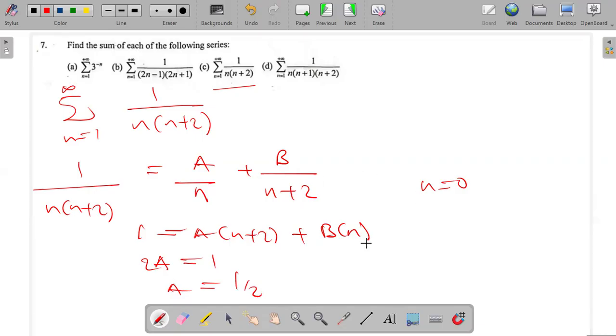Okay, so that's when n is 0. Now, what if I say n is equal to negative 2? When n is negative 2, I'm just going to have that 1 there. This here gives me 0. Then you have b, which is going to be negative half. All right. So now, writing this, the 1 over n plus 2.